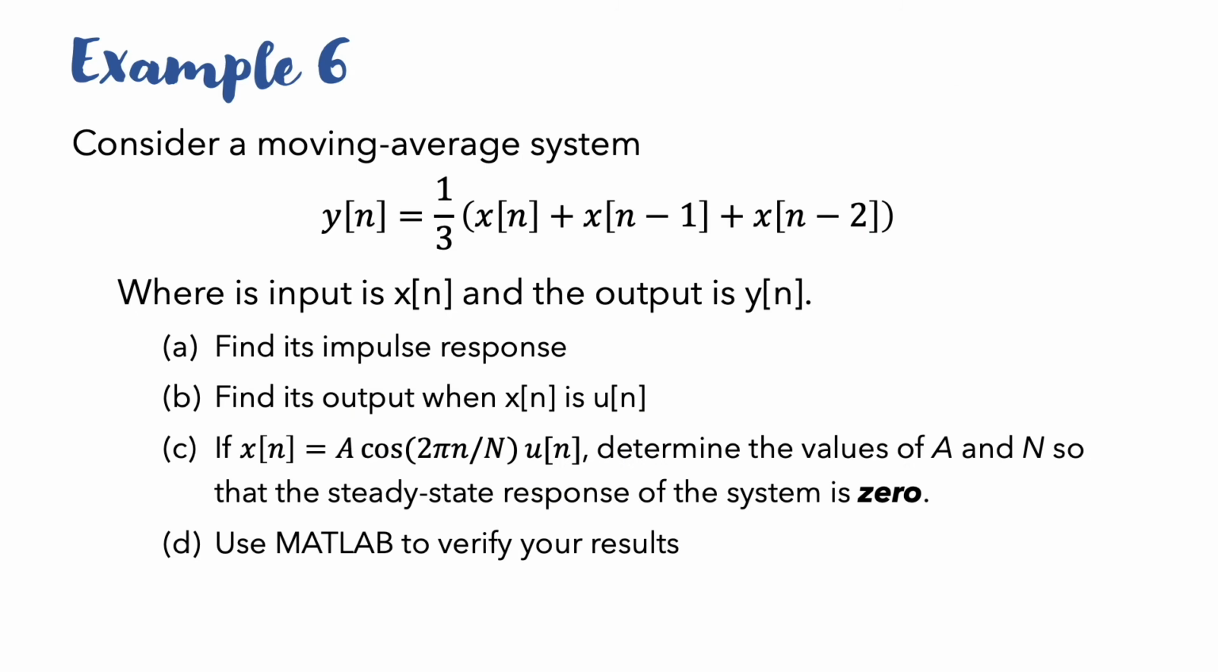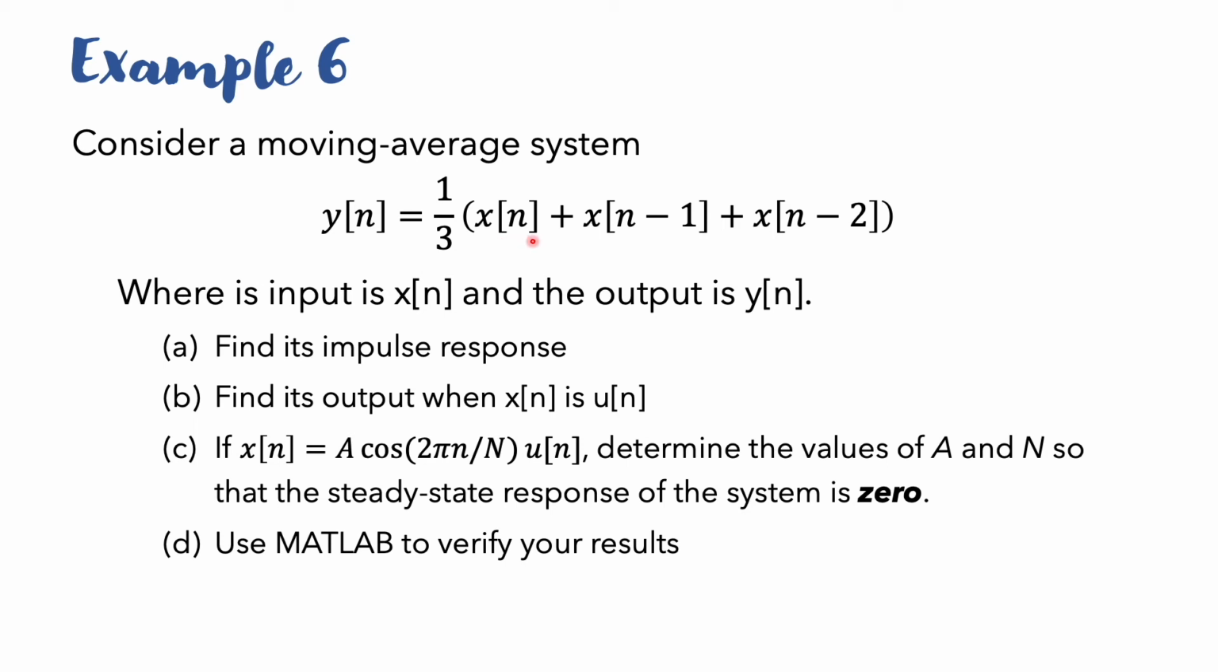Now the last example. In this example you are given a moving average system. Moving average system means that the system takes a few samples, then goes to the next one, takes a few samples, and keeps on finding the average of those samples. In this specific moving average, it takes 3 consecutive samples and finds their average. So what are those samples? This is the first sample, n, then a sample before this and a sample before that. Then we add them and divide by 3 to get the average of 3 samples, right?